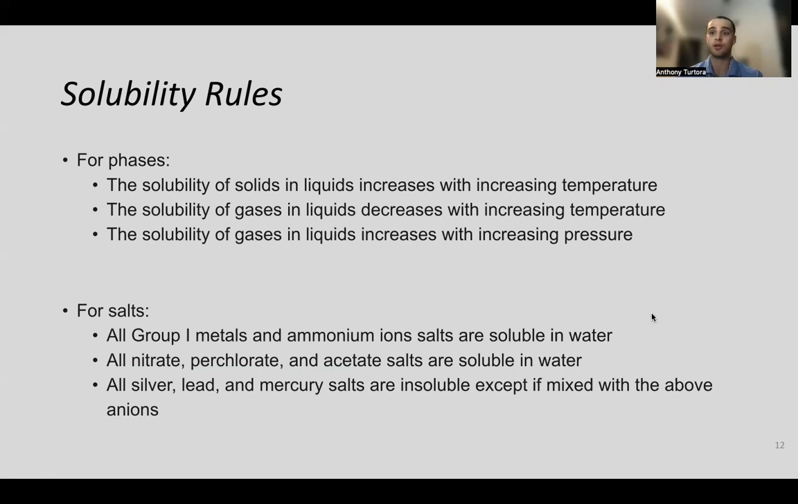And then for salts, just like sodium chloride, as we had been talking about, all group 1 metals and ammonium ion salts are soluble in water. All nitrate, perchlorate, and acetate salts are soluble in water, and all silver, lead, and mercury salts are insoluble, except if they're mixed with those anions that we had just discussed previously.